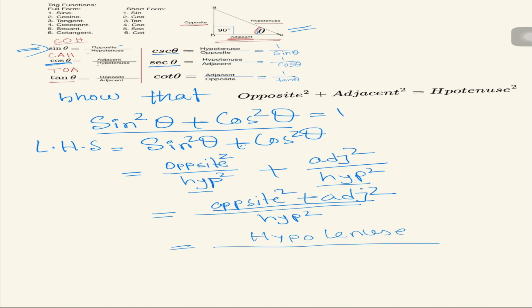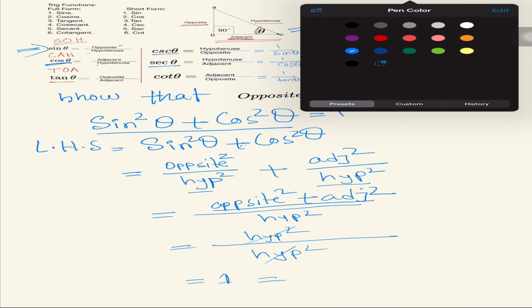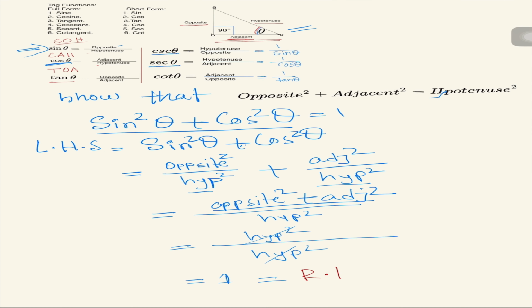Hypotenuse squared. Sorry, I wrote it wrong here, there should be a Y here. Hypotenuse squared. Let me do it again. Opposite squared plus adjacent squared is just hypotenuse squared, right? At the bottom you also have hypotenuse squared, so that means this cancels out. You just get 1, which is exactly our right hand side. So you can find sine squared theta plus cosine squared theta this way. You can find all of them.